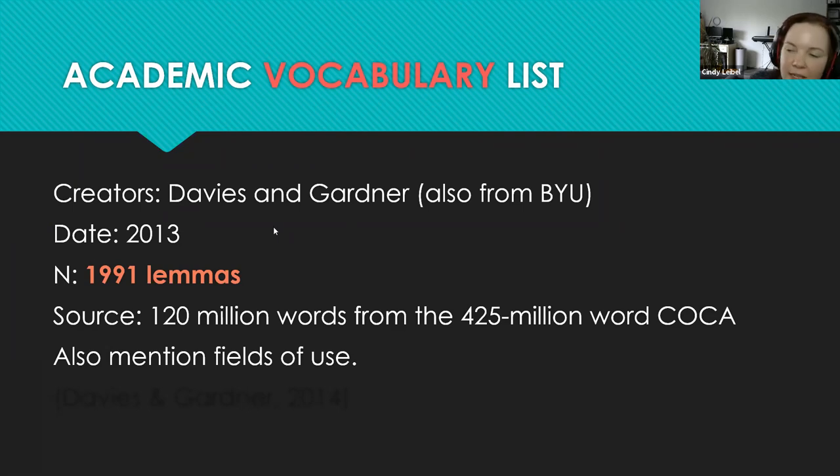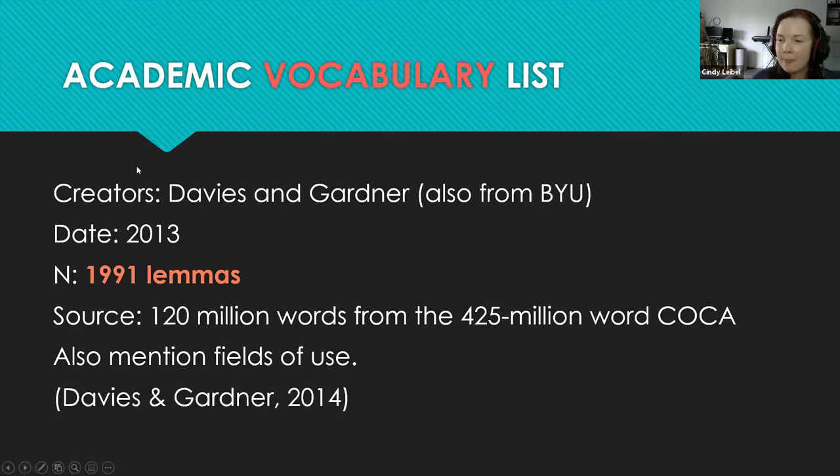And what is interesting about this one is it mentions fields of use. So if you're in English for specific purposes, it will tell you which words are more likely to be used in economics versus science versus sociology. So that's very helpful for sorting that way.